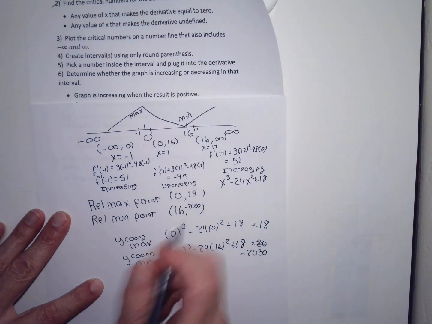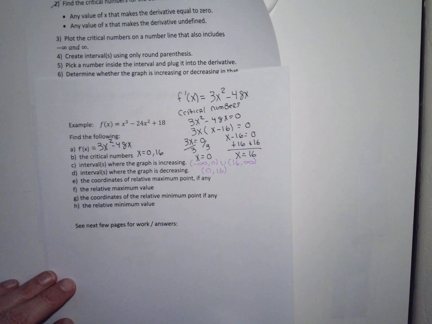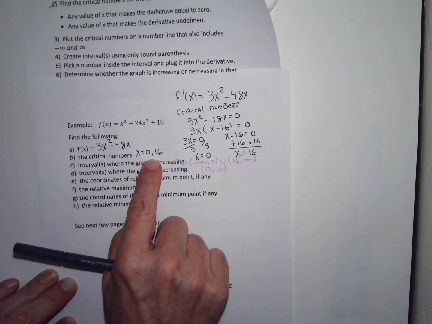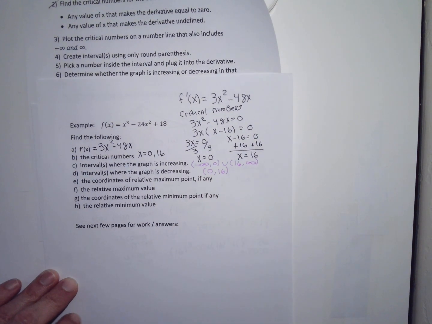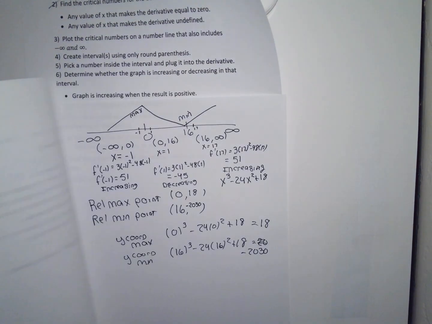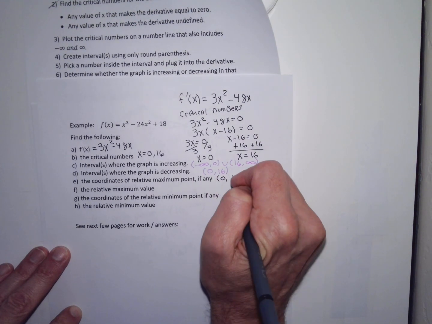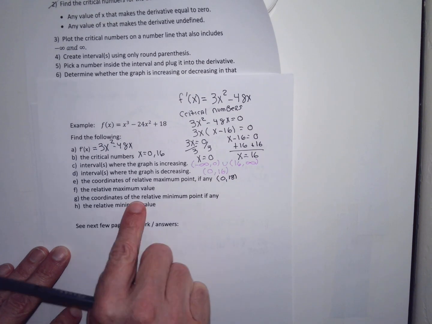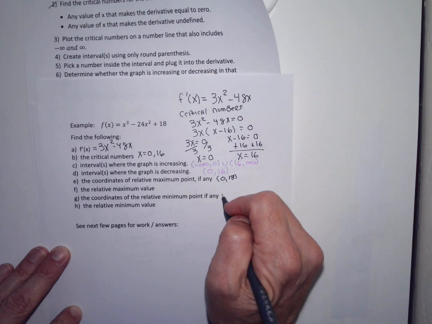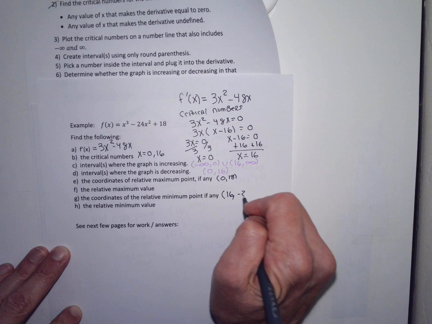So let me write up the answers to what needs to be finished. I have all the algebra, all the calculus done that I need to do. I found the first derivative, found the critical numbers, wrote the intervals where it's increasing, wrote the intervals where it's decreasing. The relative maximum point is the point 0, 18. So next to part E where it says what the relative maximum point is, I'm going to write the point 0, 18. For part G where it says the coordinates of the relative minimum point, I'm going to say it's 16, negative 2030.